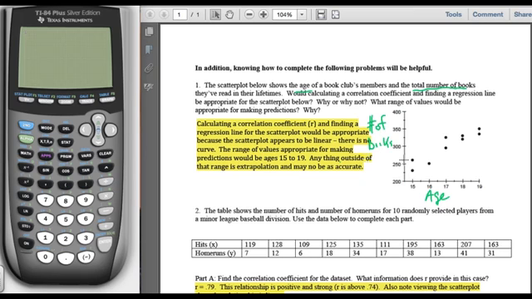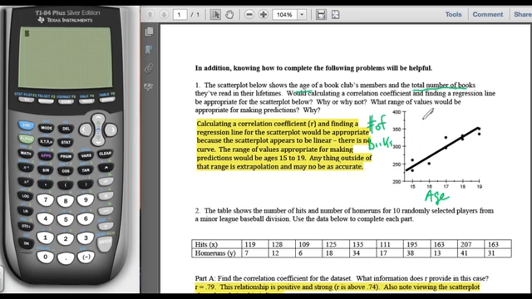If I look at the scatter plot, there does seem to be a fairly linear pattern. So I could say calculating a correlation coefficient, that's R, and finding a regression line to describe this data would be appropriate, and that's because the scatter plot appears to be linear. There's no clear curve with these data values.